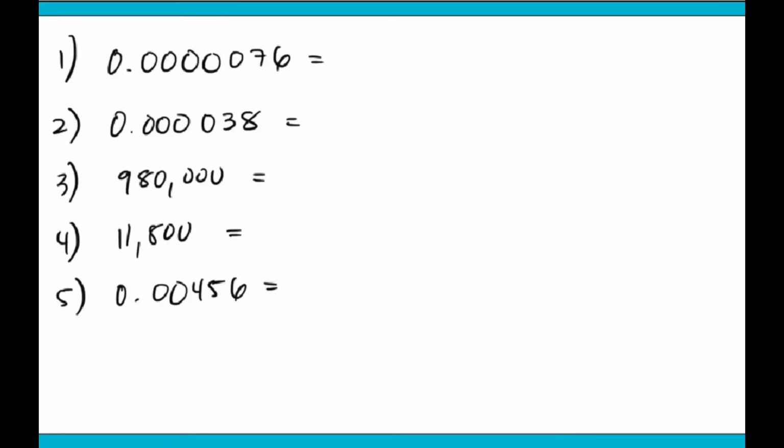I have these 5 numbers in standard form. Some are really, really small, some are a little larger. For the first one, I'm going to move my decimal 1, 2, 3, 4, 5, 6 units again, but this time I went to the right, so therefore I'm going to subtract. So my number is going to be 7.6 times 10 to the power of negative 6.